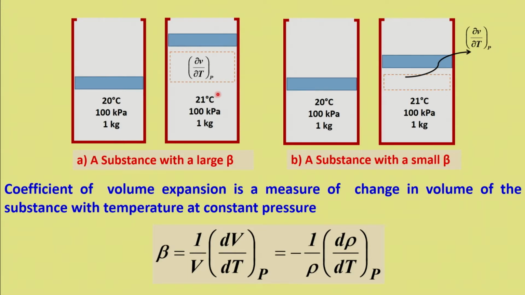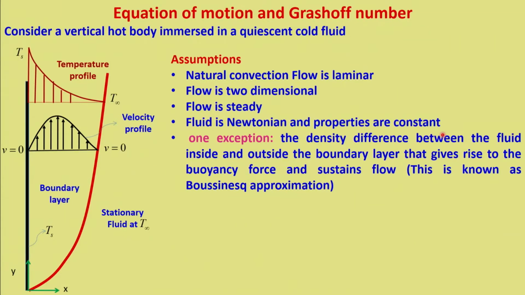So the substance on the left hand side will have larger beta than the substance on the right hand side, because the change in the volume for a given change in the temperature is less at a given pressure. So that's the definition of beta. We will need this while we are deriving. So now let us take up equations of motion for a vertical plate.